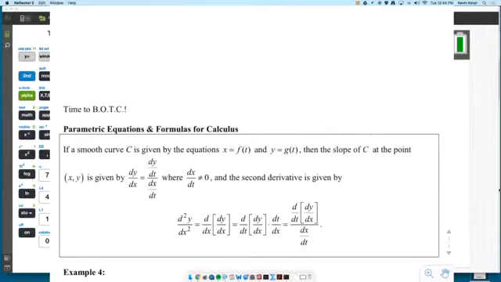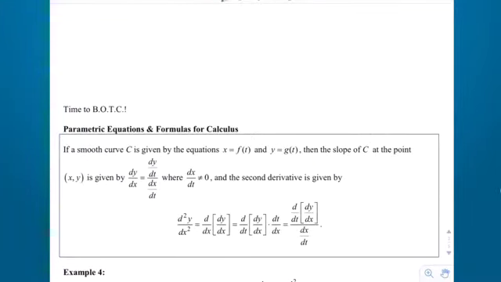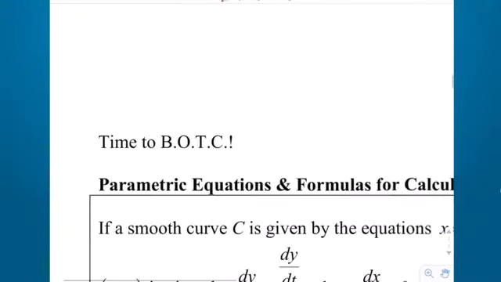Recording. Good. It works. All right, so it's time to BOTC, which of course means to bust out the calculus. Get out the good stuff.